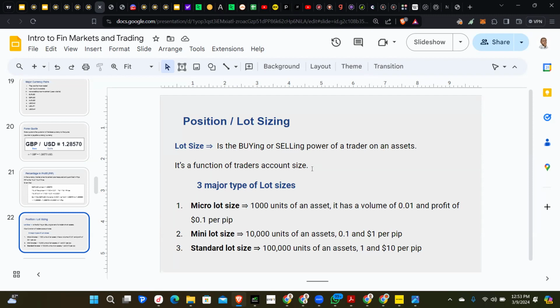Then we have the standard lot size. It represents 100,000 units of an asset, right? So it has a volume of 1 and it has $10 per pip. So if the trade goes in your favor, you are going to be making $10 per each pip movement. And if the trade goes against you, you are going to be losing $10 per pip movement.